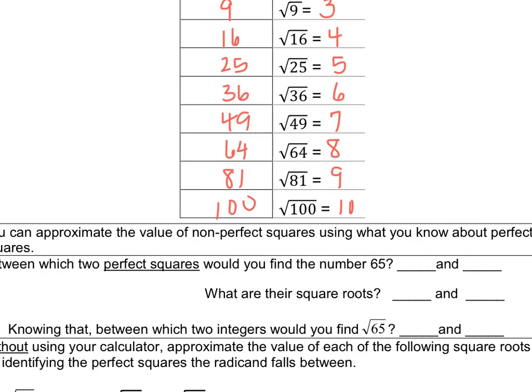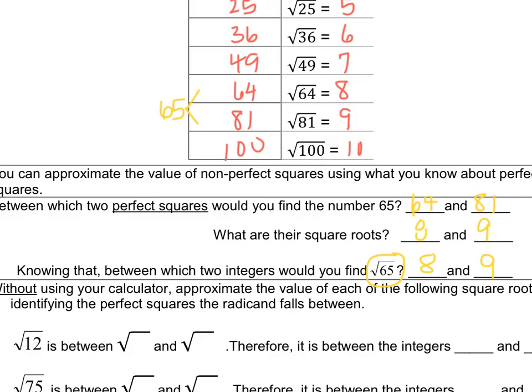the number 65. Between which two perfect squares would you find the number 65? So if we look at our list, 65 does not come between 49 and 64. 65 is somewhere after 64. So the square root of 65 is somewhere in here. So it's between the numbers 64 and 81. And we know the square root of 64 is 8. The square root of 81 is 9. So that means that the square root of 65 is somewhere between 8 and 9. And that has to be a decimal. So it's bigger than 8, but it's smaller than 9.